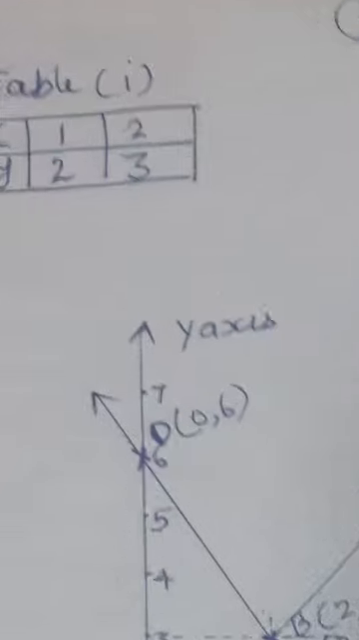Now we come to the second point. The second point of table 1 has x as 2. It means on the positive x-axis we have to move 2 steps, and 3 steps on the y-axis in the positive direction, upwards. We draw one vertical dotted line from 2 on the x-axis. Then we move horizontally from the third mark on the y-axis. Where these two lines intersect, call this point B. The coordinates of B are 2 and 3.